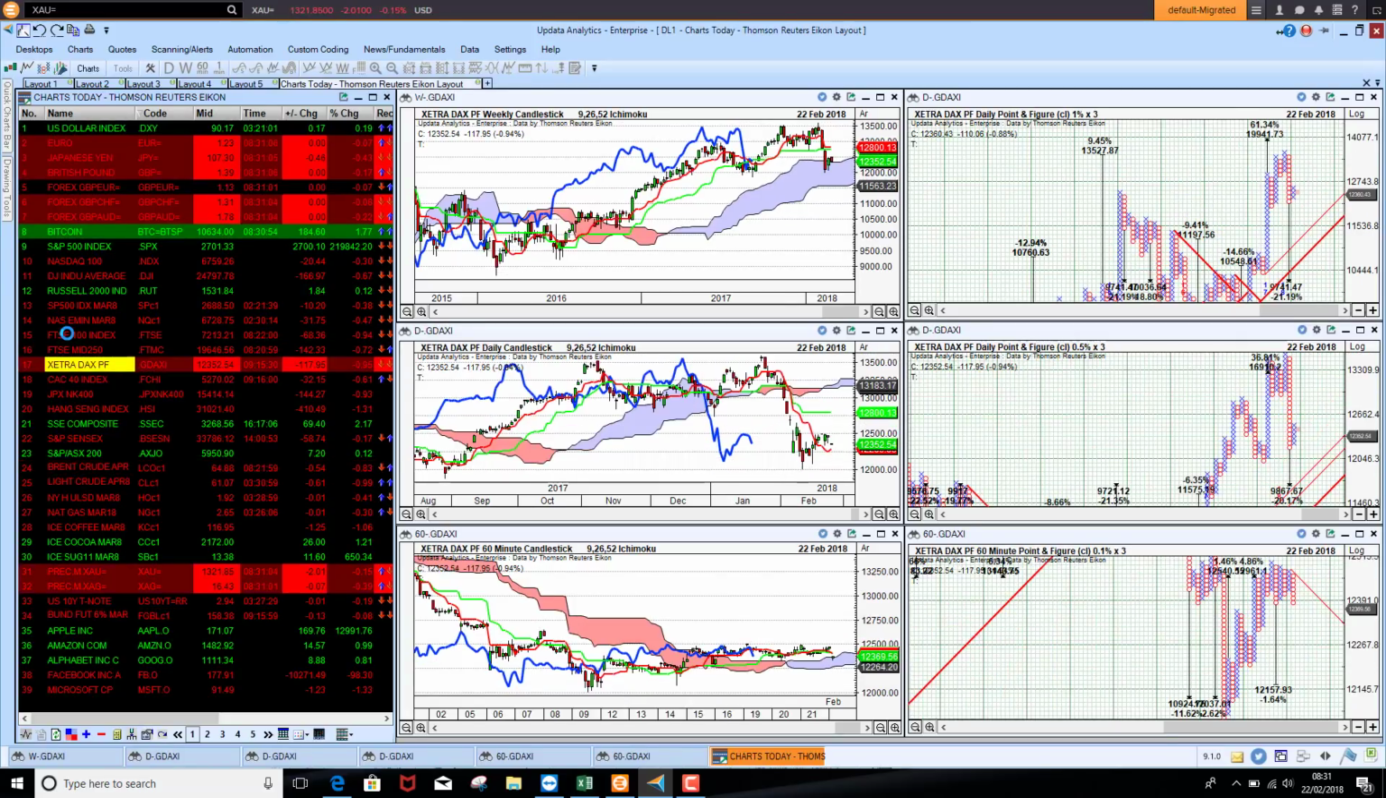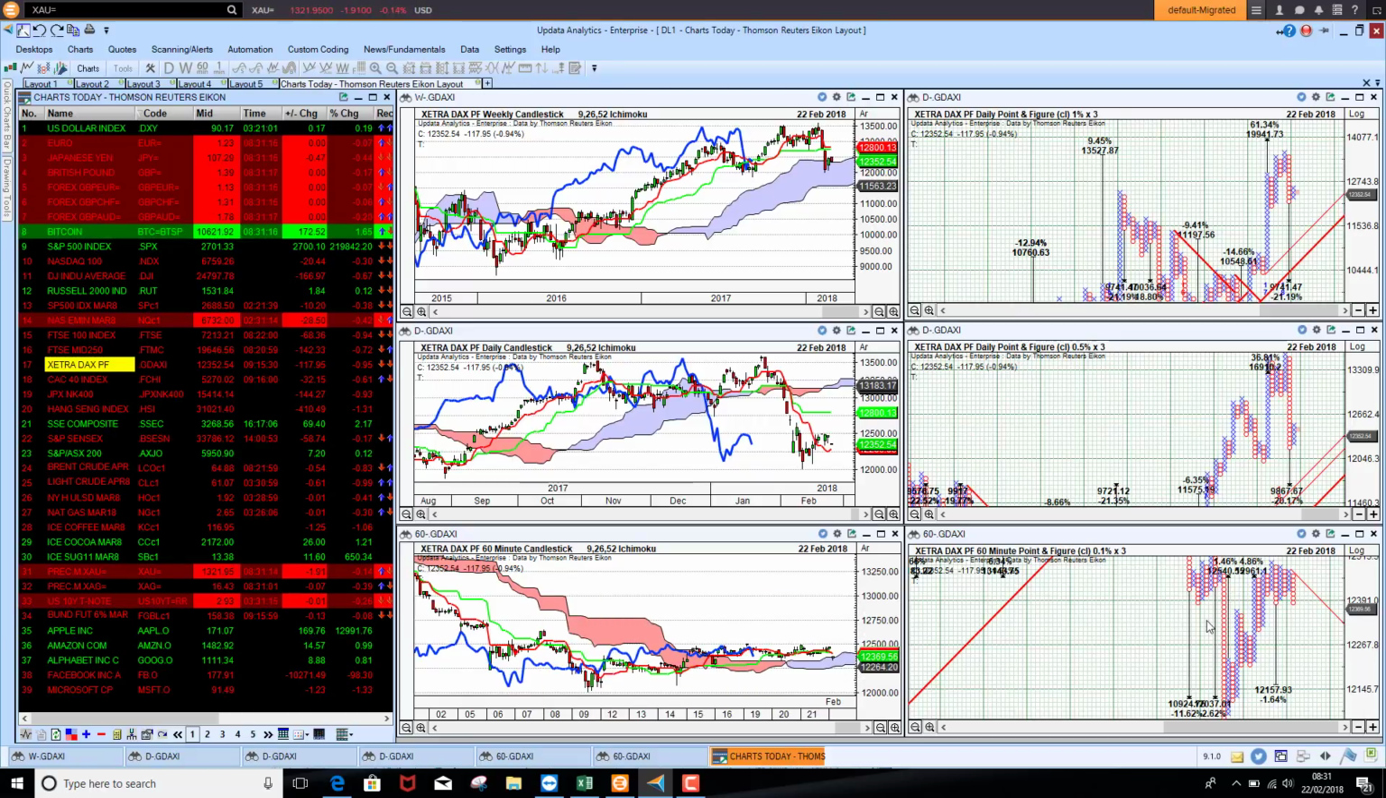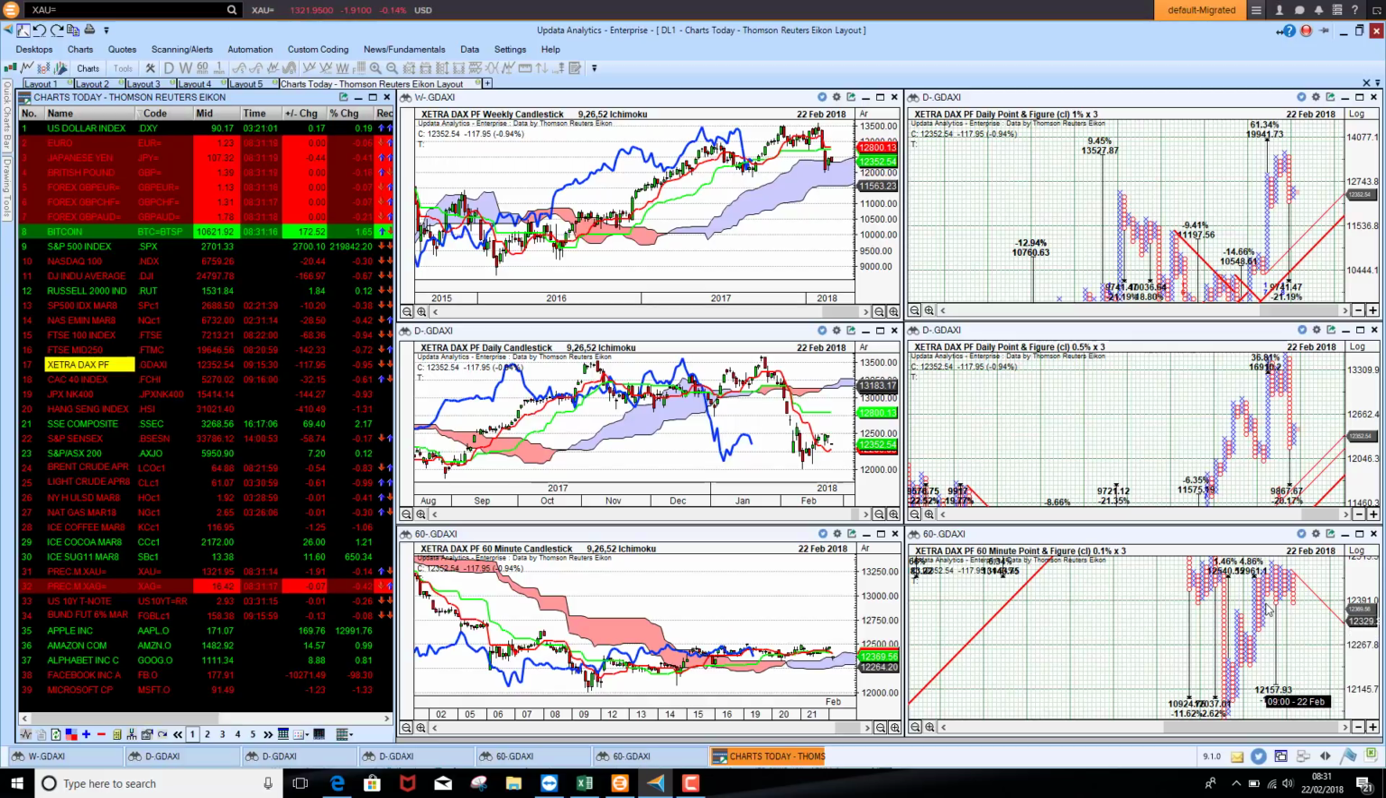The Xetra DAX, German market, also bearish medium term. The short term chart is really struggling to get any momentum and looks like it's going to turn bearish again. We've got a downside target here of some 1.6%, but it's not yet activated.